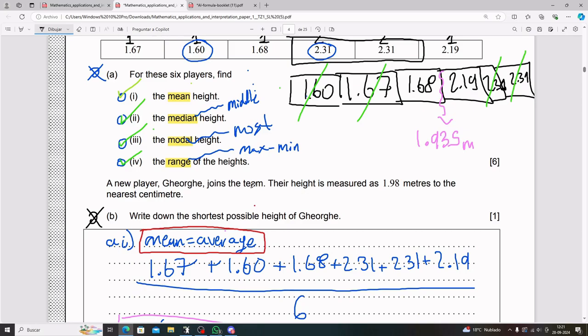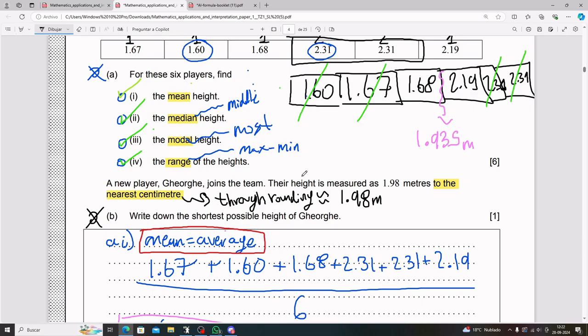Okay? So, his height right now is 1.98 meters, right? And notice, when they tell you, this is the key idea, when they tell you that his height is measured as 1.98 meters to the nearest centimeter, that means that through rounding, you have to be able to reach 1.98 meters.